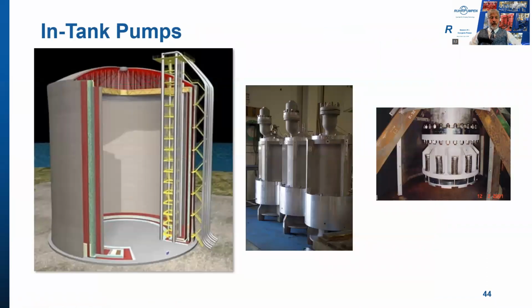Let's look at the in-tank pumps. Now, regulations forbid any wall penetrations through the wall of the vessel. All connections need to be above the liquid level, so the pumps have to go in at the top. These tanks are typically 80 to 90 meters in diameter and 40 to 50 meters high. So a vertical line shaft pump is not a viable proposition.